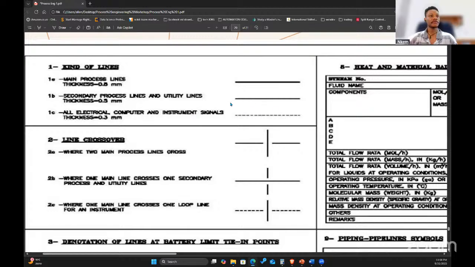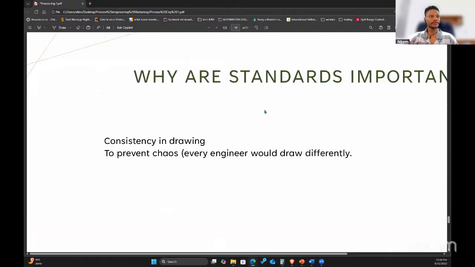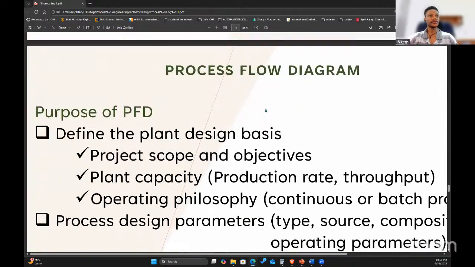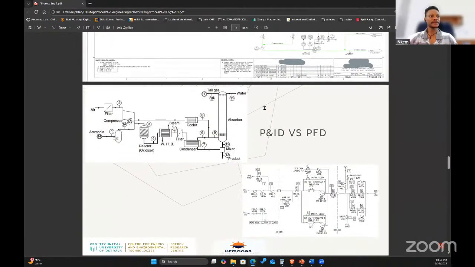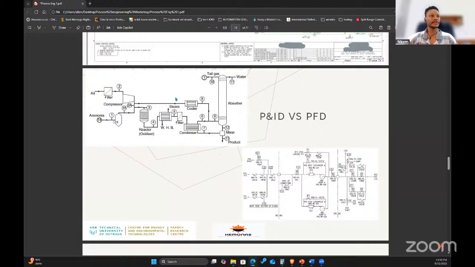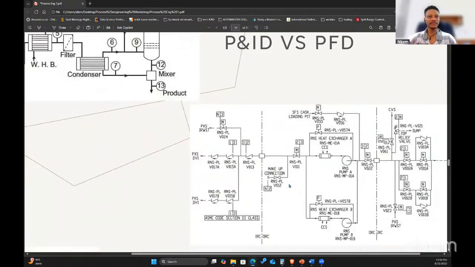But you might not always see the electrical signal line in the PFD. It depends on how detailed the PFD is. Just like this PFD, you don't have the signal lines. It's just the main process line, because this is not a very detailed PFD. With this, we can begin to understand this properly. And if you look at this one, let's see if we can find some signal line.